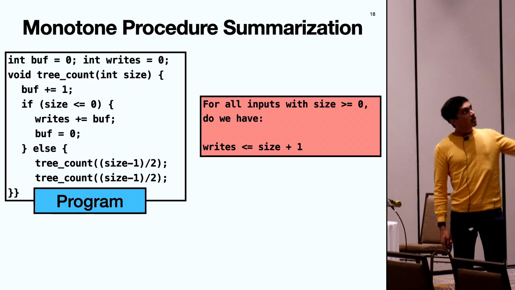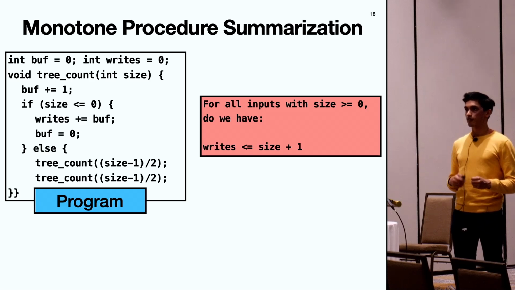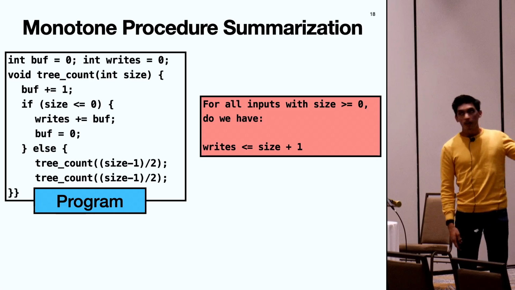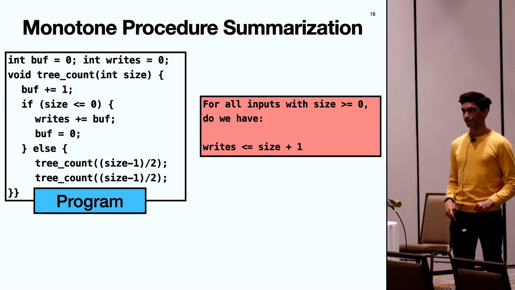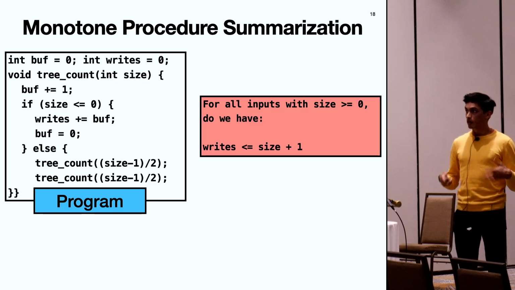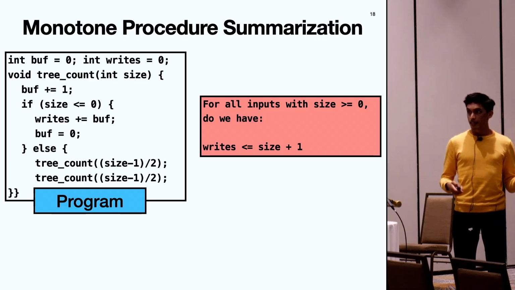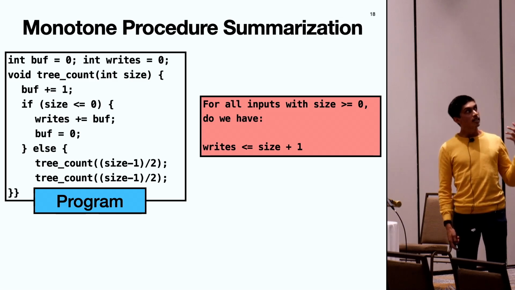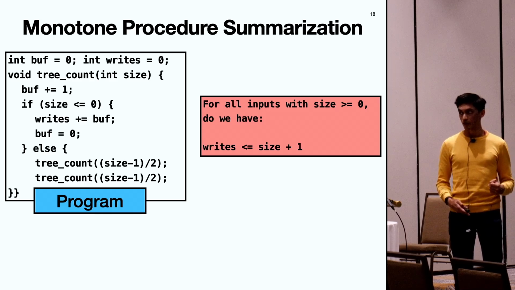So at every node, we increase the length of buff because we need to add the current node into our buffer. And at every leaf, we make buff writes, and then we reset the length of our buffer to be 0. I'm going to show you how I compute a procedure summary of this procedure in a monotone way that is strong enough to show that the number of writes that this program makes is bounded by the size of the tree.